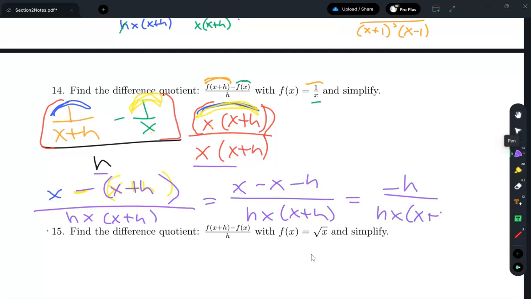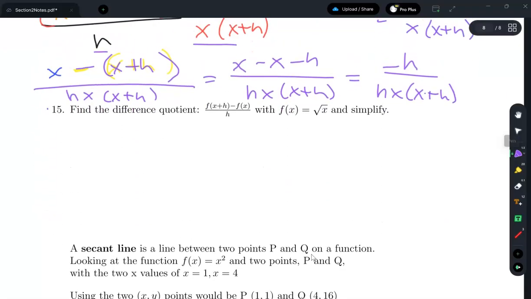So this is starting to feel familiar, right? H's cancel, so I get a negative 1 over x times x plus h. Right, just a couple more.